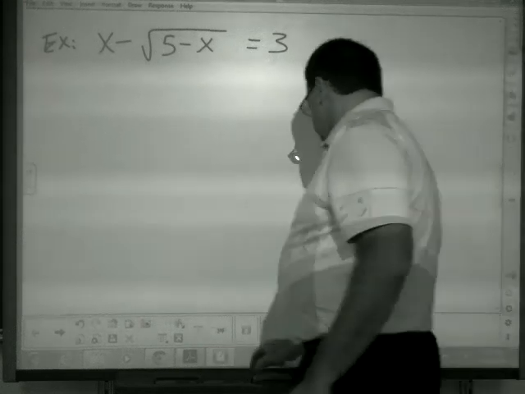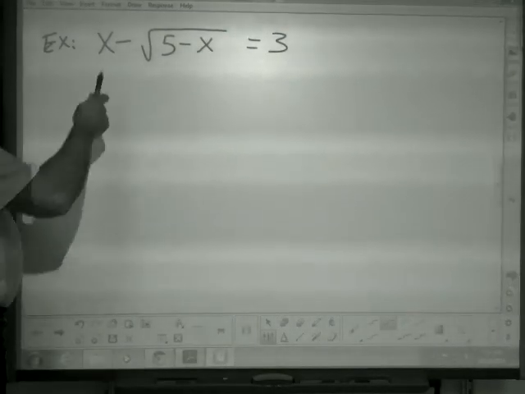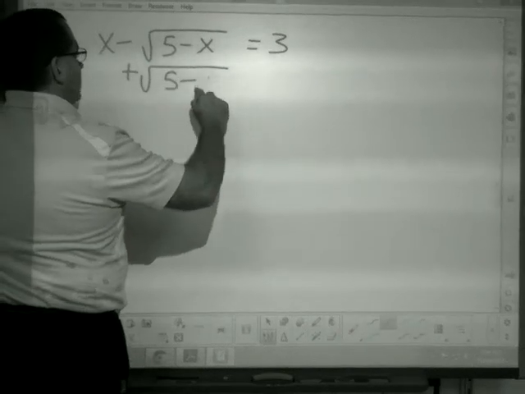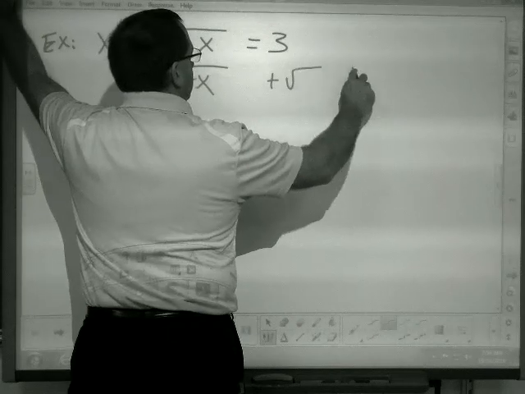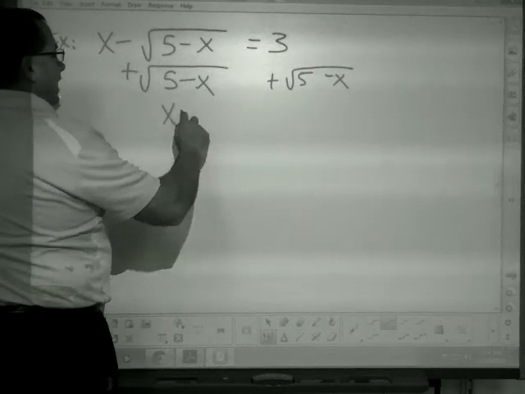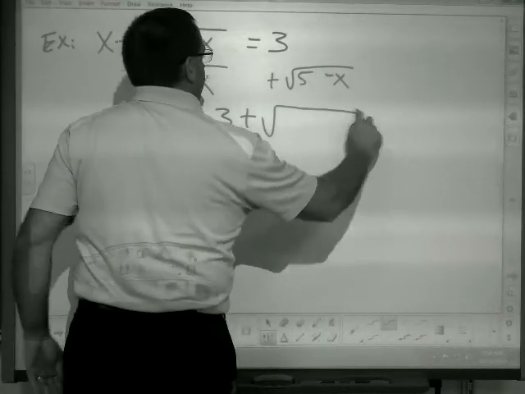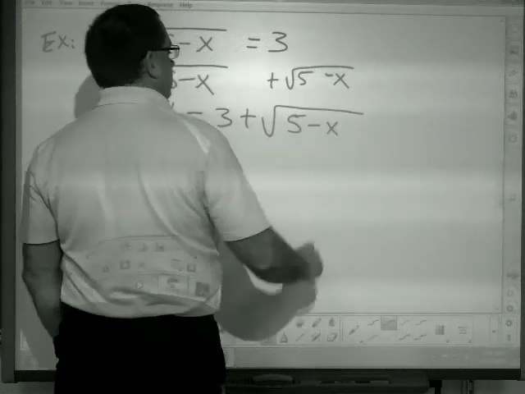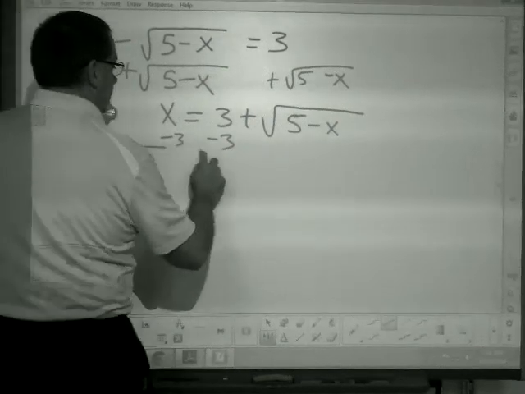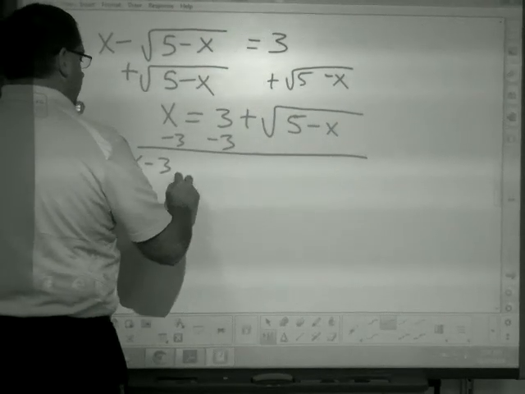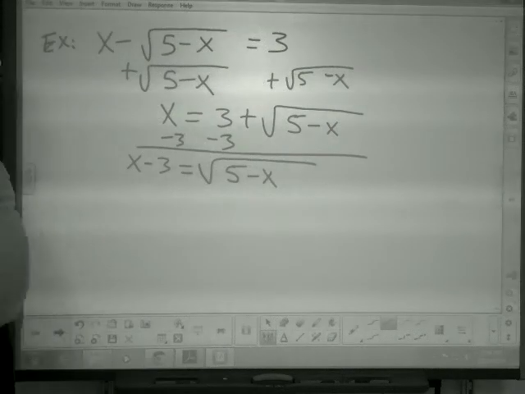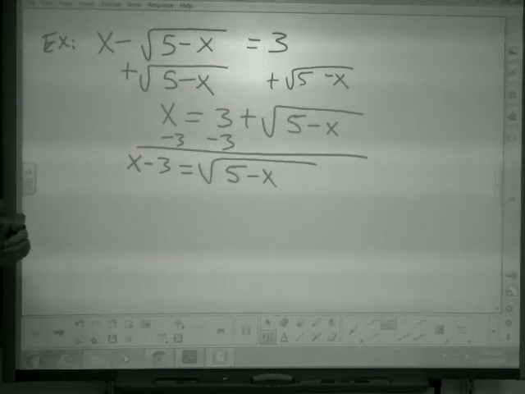All right, so I'm going to add radical 5 minus x to both sides, just because I like it being negative, I guess. So x equals 3 plus radical 5 minus x. Move the 3 over to this side, take away 3, and I get x minus 3 equals the square root of 5 minus x. There, we're isolated. Square both sides.